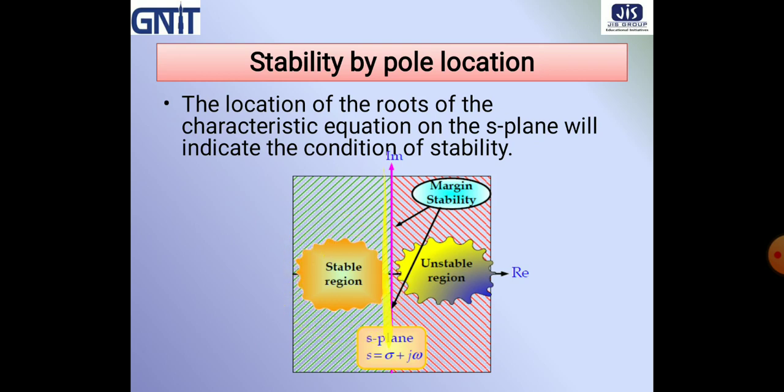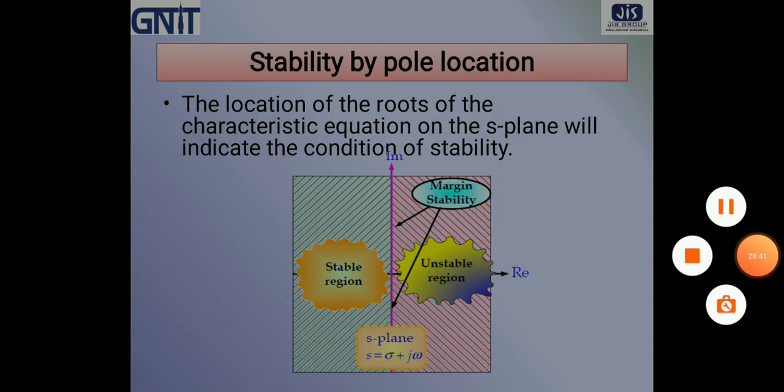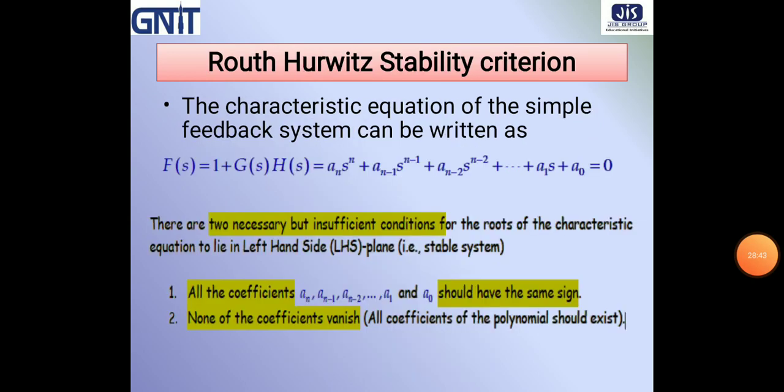And if there are any poles present on the imaginary axis, that is the j omega axis, then the system is marginally stable. So there are three conditions: stable, unstable and marginally stable.